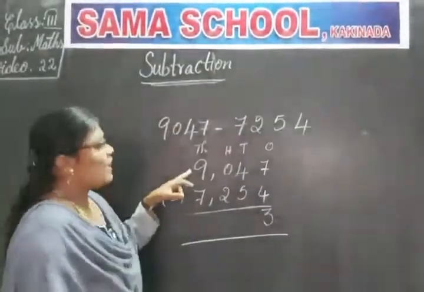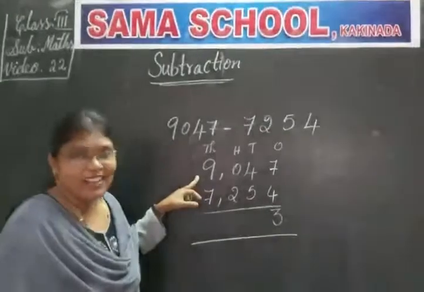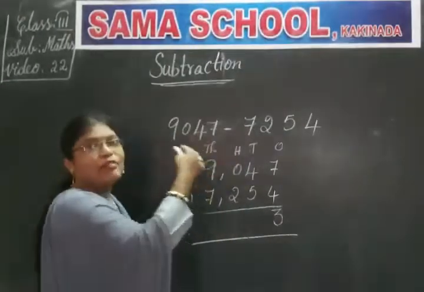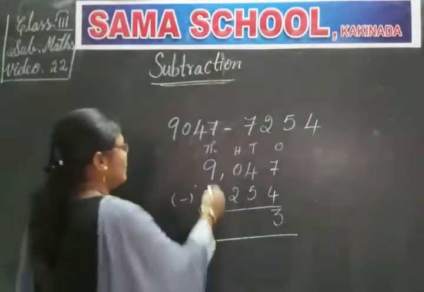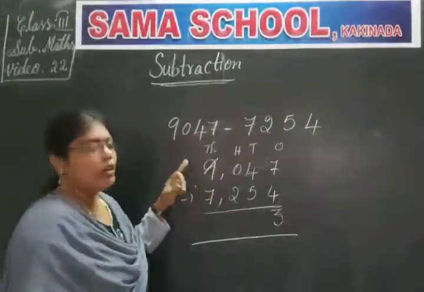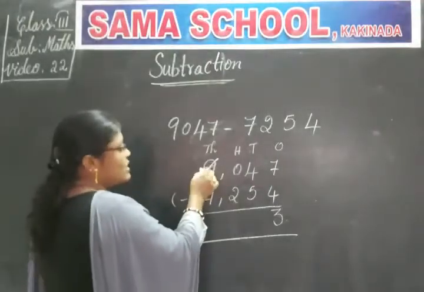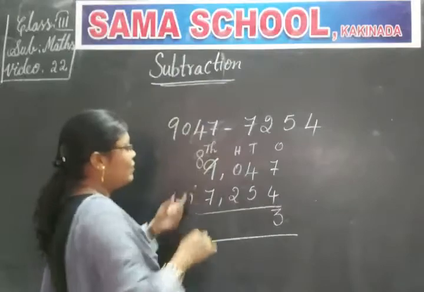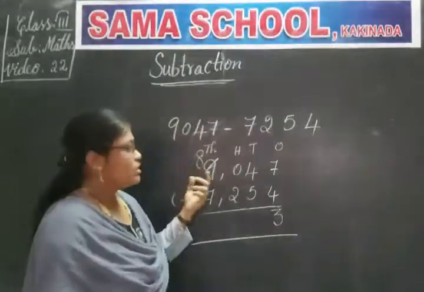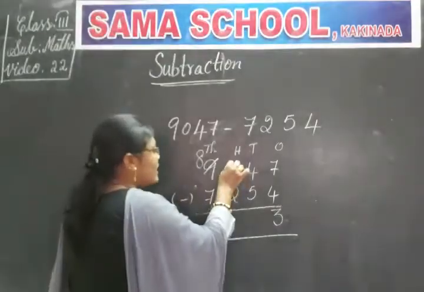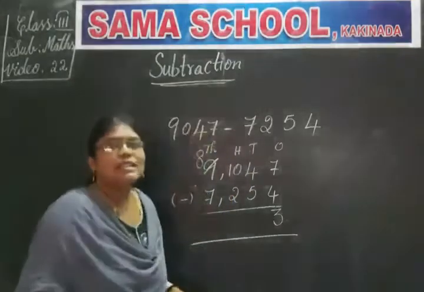What is the digit in thousands place? 9, right? So from 9 you have to borrow a number. So from 9, if you borrow, what will it become? What is the before number of 9? 8. And we are borrowing 1. So that 1 moves to hundreds place and joins the 0 there and becomes 10.